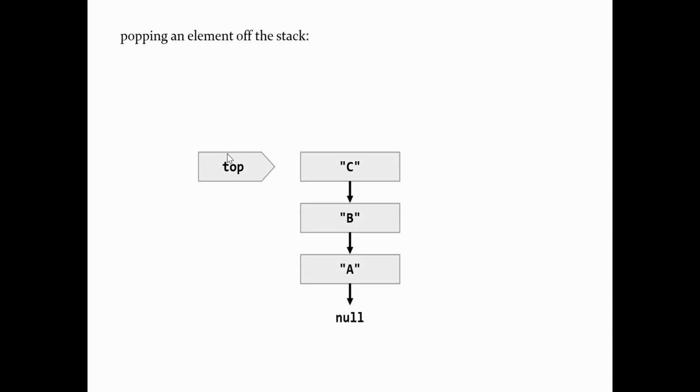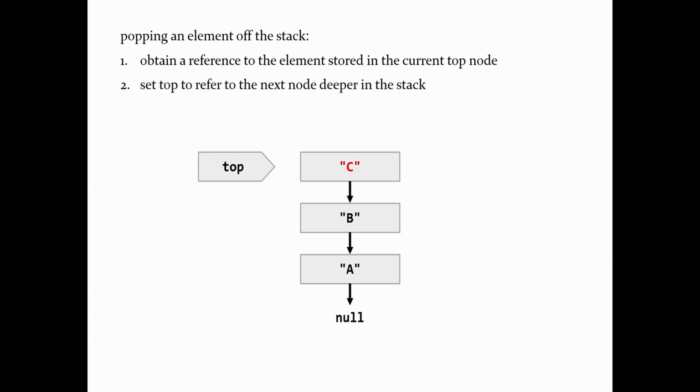Now, if I want to pop an element off the stack, what do we do? Well, I need to remember that there's a C sitting in this node. So I need to obtain a reference to the element stored in the current top node. In other words, I need to remember that the value here is C. All right. Now what do we do?